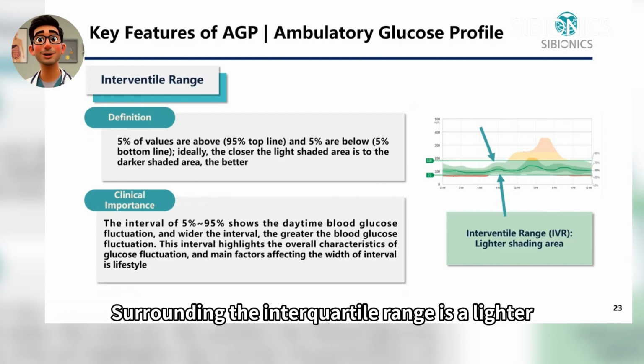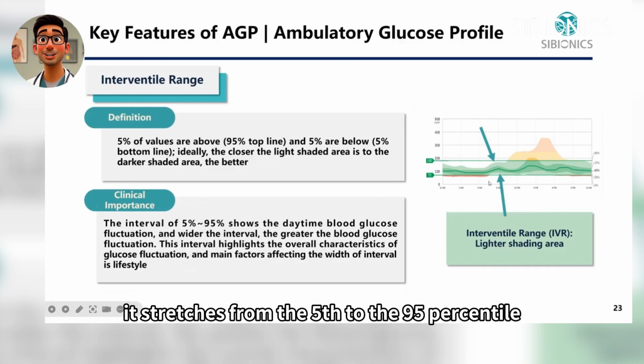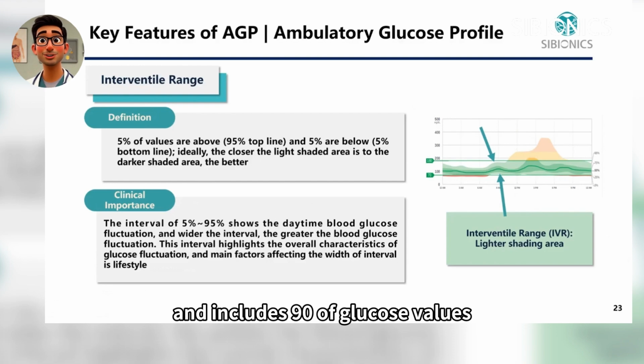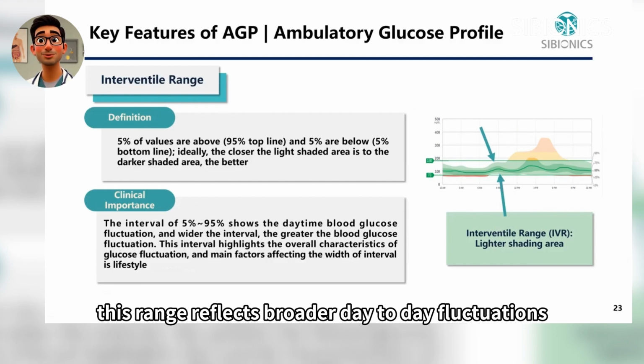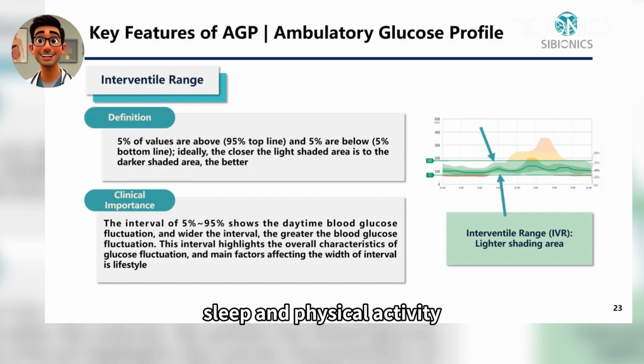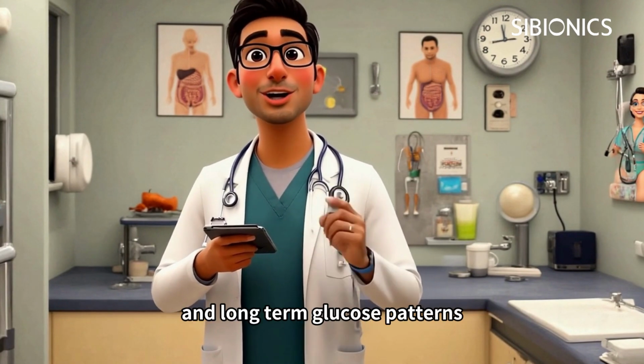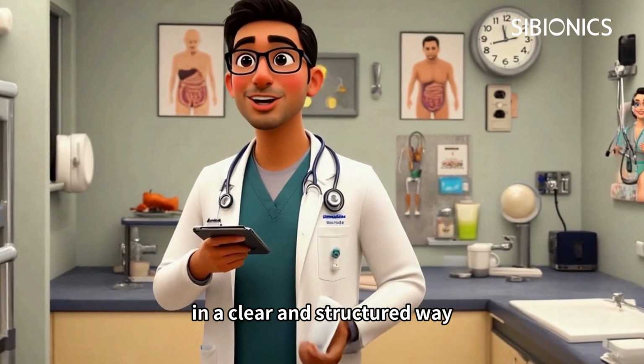Surrounding the interquartile range is a lighter shaded area called the interdecile range. It stretches from the 5th to the 95th percentile and includes 90% of glucose values. This range reflects broader day-to-day fluctuations, often shaped by lifestyle behaviors such as meals, sleep, and physical activity. Together, these elements allow us to assess both short-term and long-term glucose patterns in a clear and structured way.